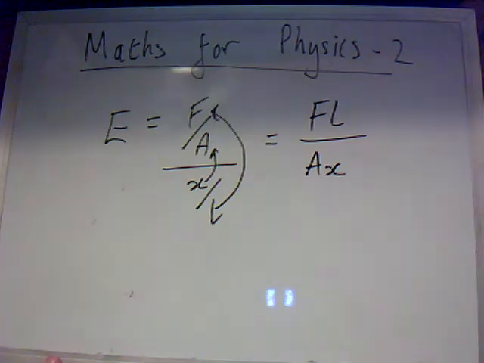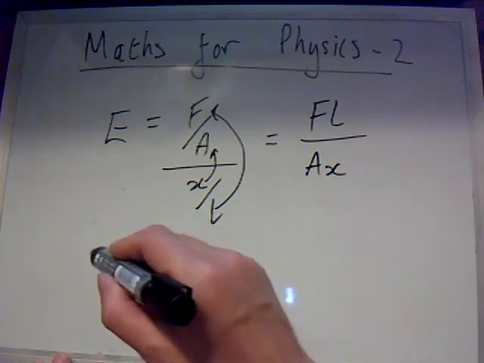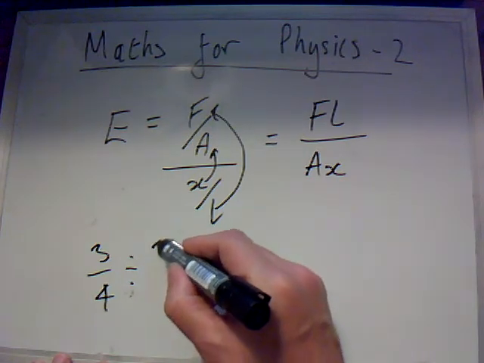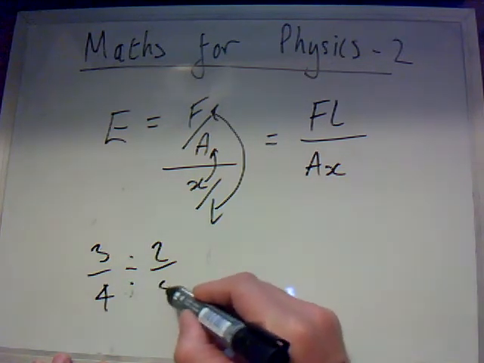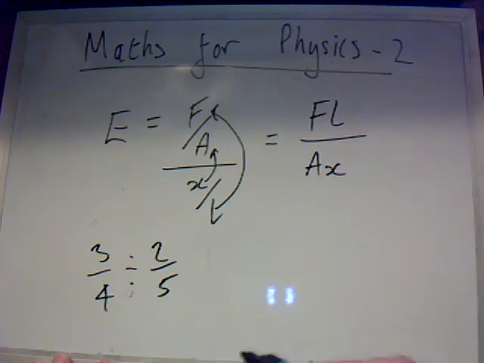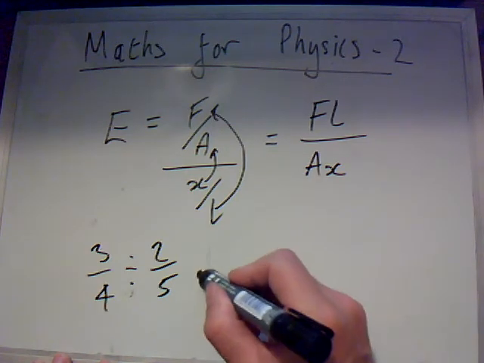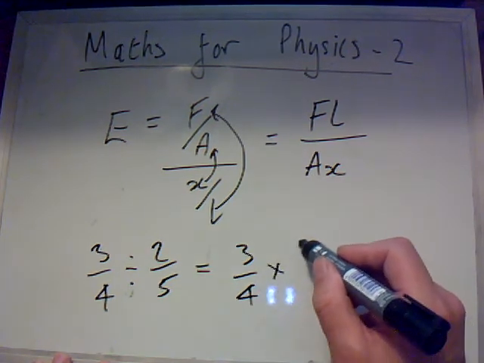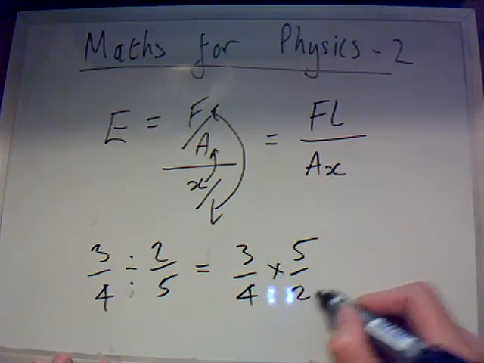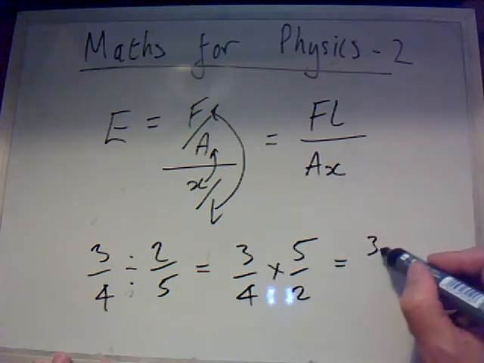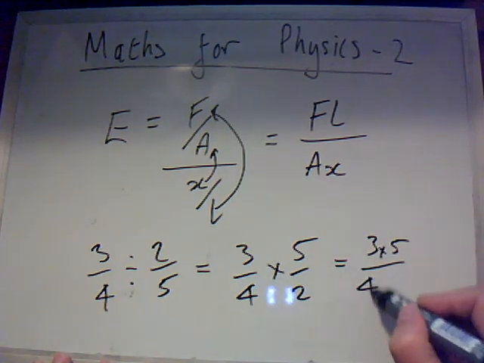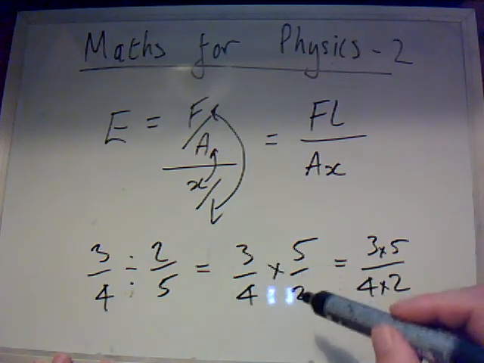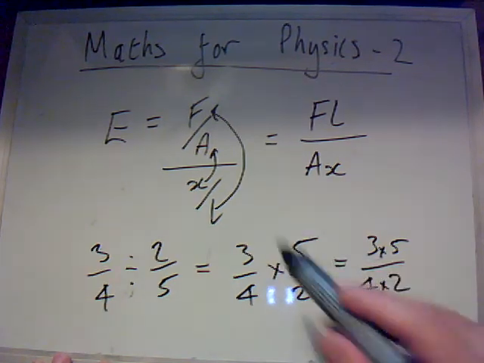Well, let's think about dividing fractions. Say we had a fraction 3/4 divided by 2/5. Now you may remember that the way we divide fractions is that it can simply be written as 3/4 multiplied by 5/2, which equals 3 times 5 divided by 4 times 2. Well, what you're effectively doing is flipping and multiplying. Well, it's exactly the same here.